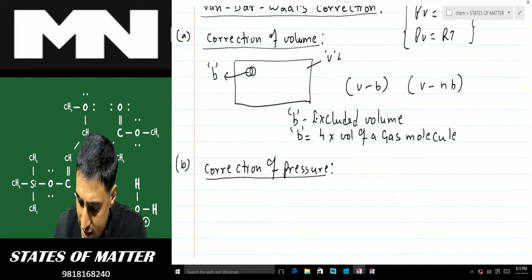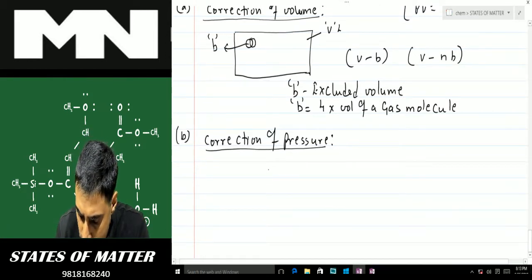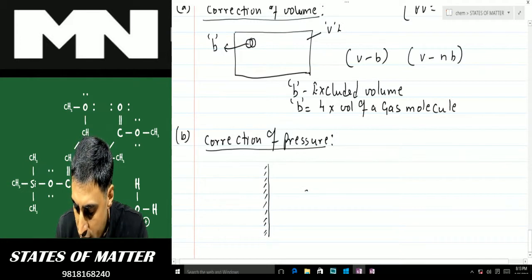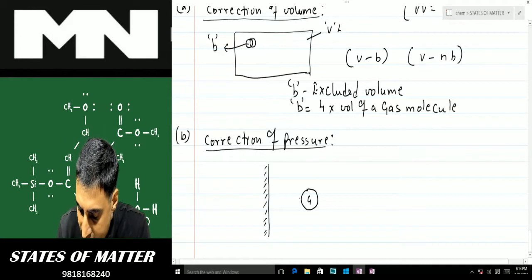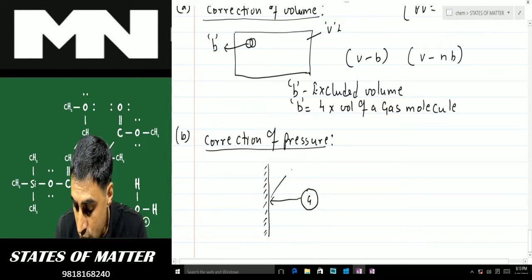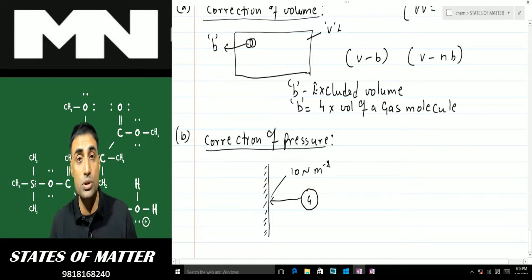Here I'll tell you one thing. Suppose here I have the wall of the container. Here I have a gas molecule which is coming and striking on this wall. And it is exerting, say, a pressure of 10 Newton per meter square. This is the force it is exerting. So this is the pressure exerted by this gas molecule.